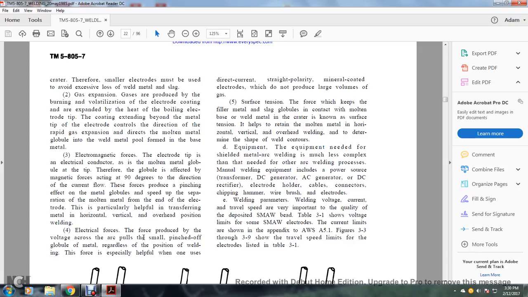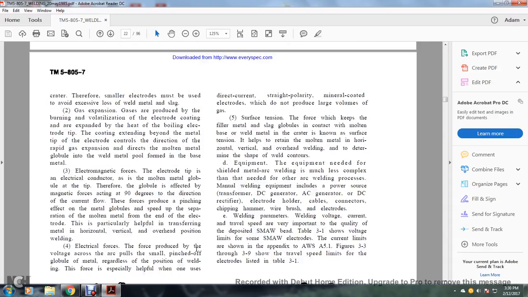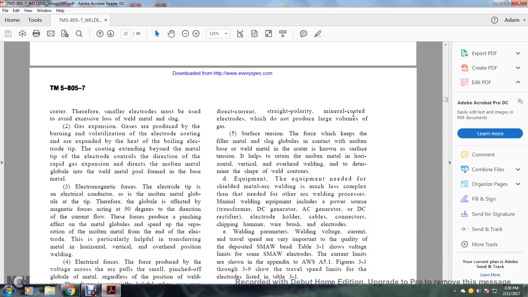Electrical force, the force produced by the voltage across the poles, is a small force that punches off the metal regardless of the position of the weld. The force is especially helpful when one uses direct current, straight polarity, mineral coated electrodes which do not produce large volumes of gas.